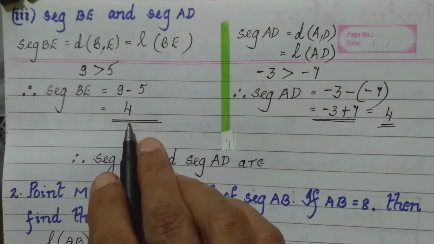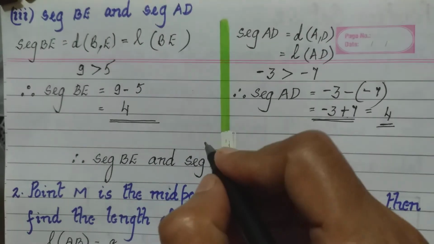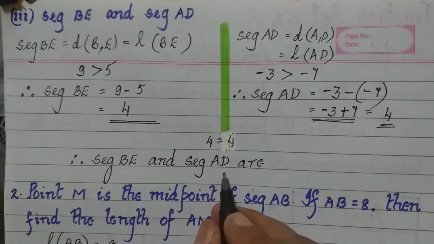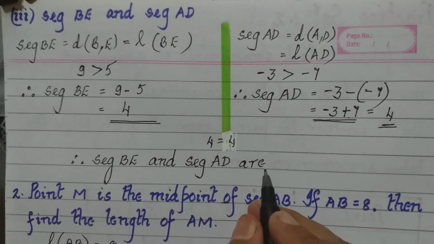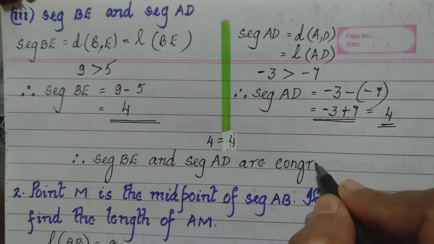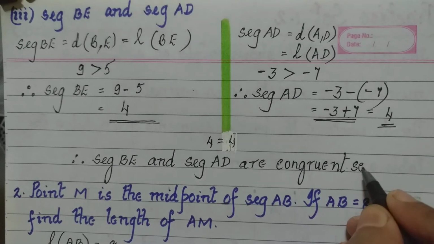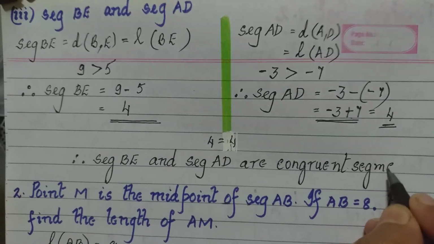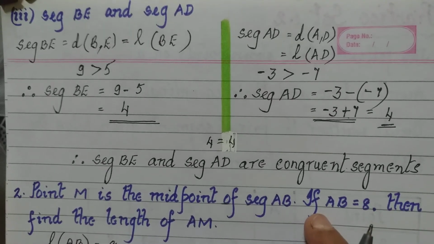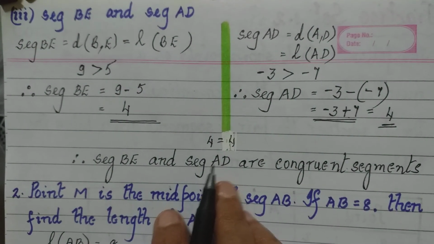Now here you see segment BE is 4. Here we see segment AD is 4. So 4 equal to 4. So segment BE and segment AD are congruent segments. So among the 3 sub-questions, we see that only this last third one, segment BE and segment AD, are congruent segments.